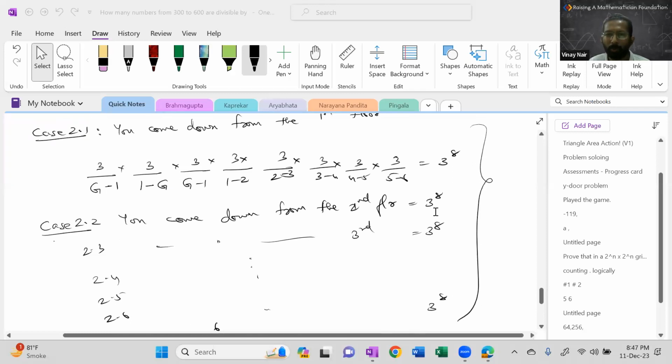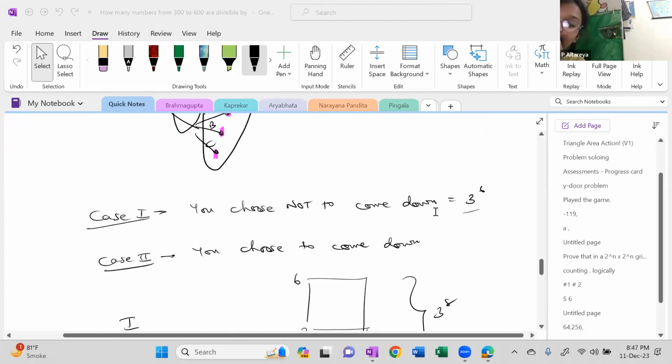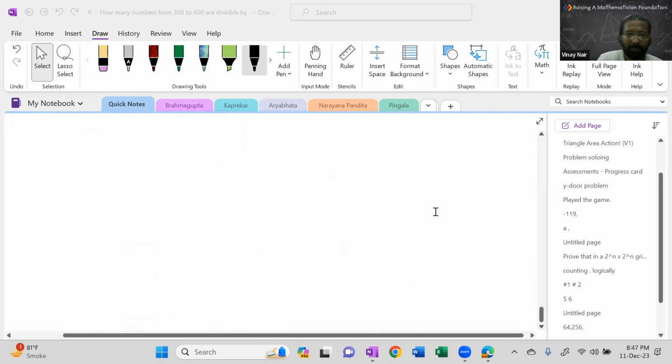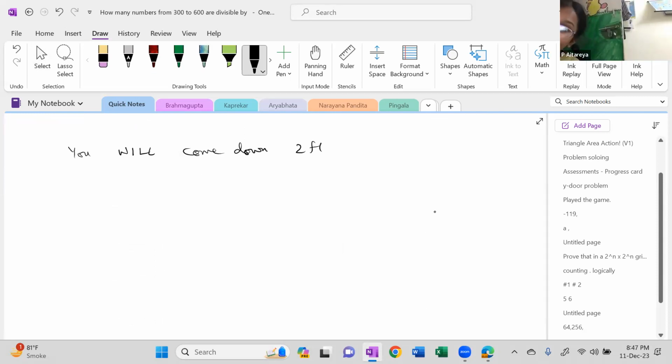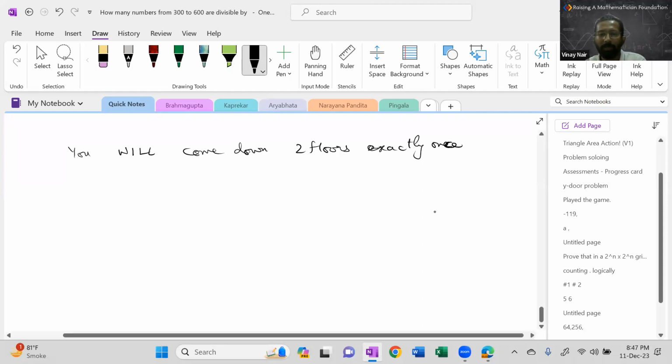All right. One googly question. Another variation of this. That is, you will come down 2 steps. 2 floors exactly once. Okay. How many ways are possible? You will come down 2 floors exactly once.